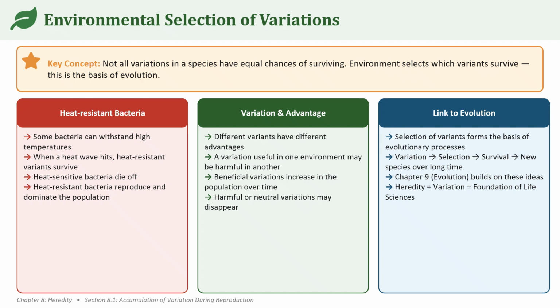So here are some questions. Explain environmental selection with an example. Environmental conditions favor individuals with useful variations. For example, heat resistant bacteria, as we just saw. They survive during high temperatures while others die, leading to an increase in heat resistant bacteria.